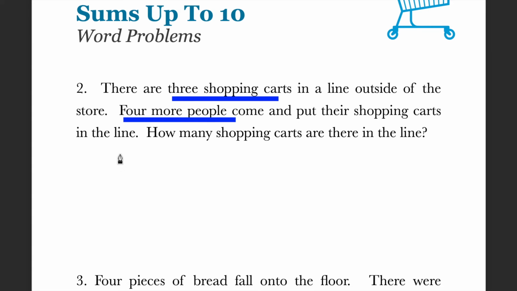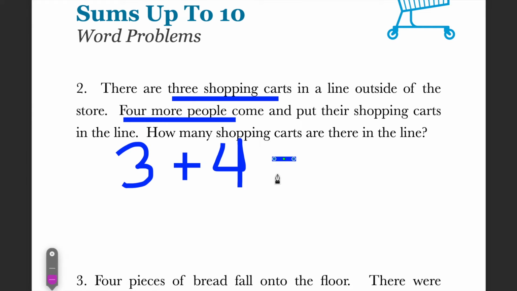So let's say I have 3 shopping carts. I know there were 3 shopping carts, and then 4 more people. And we're asked how many shopping carts are there. So 3 plus 4 is going to be equal to, and you may have guessed it, 7, right? So 3 plus 4 is equal to 7. So that's how many shopping carts are going to be in a line now. So let's do one more.